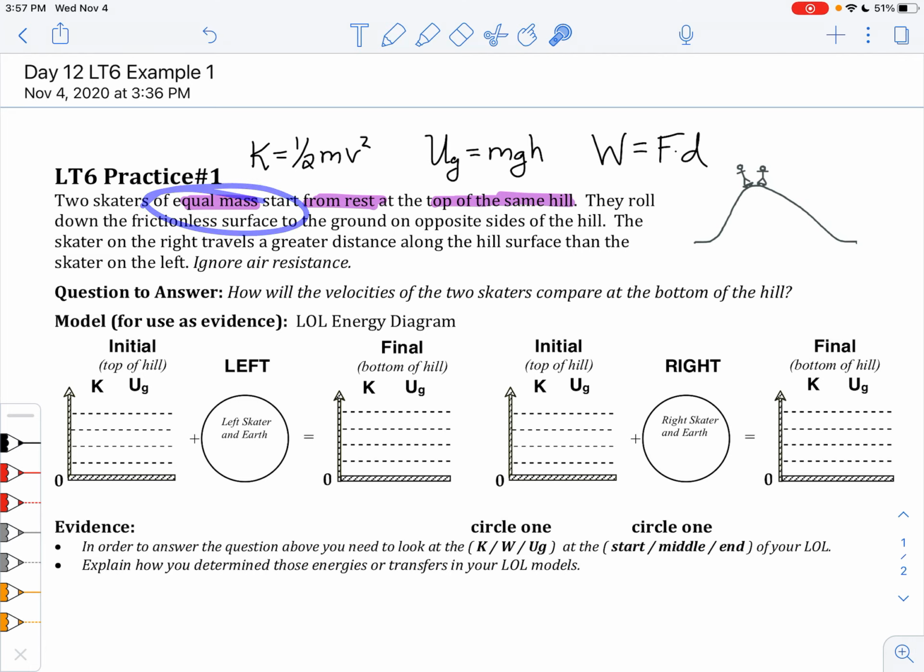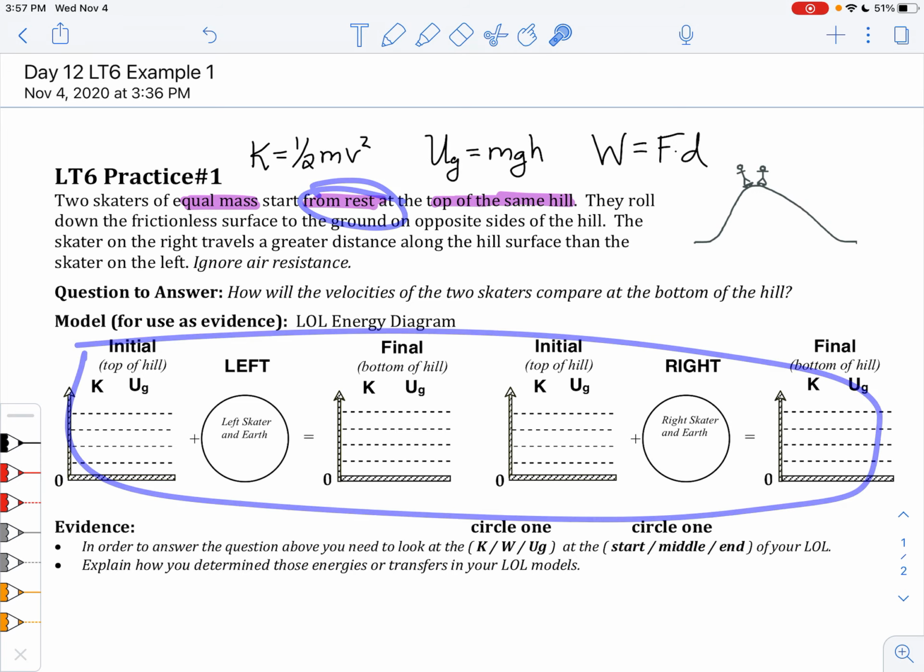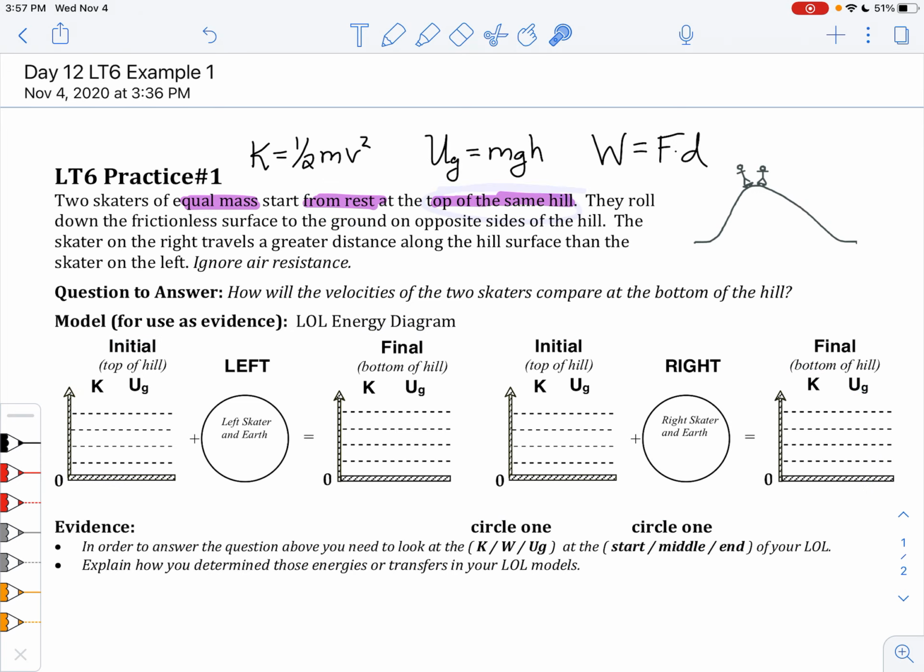Okay, so equal mass. That is nowhere down here. Mass is not in the LOL diagram. Start from rest. Velocity is not in the LOL diagram. Top of the same hill, so same height. Height is not in the LOL diagram. None of those things are in the LOL diagram. That's why these equations are so important.